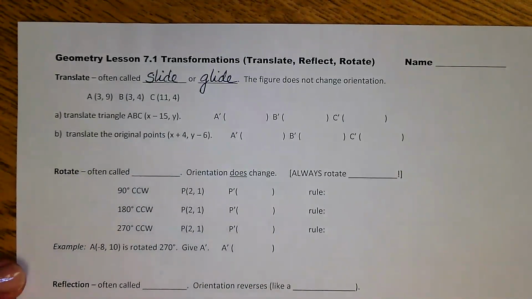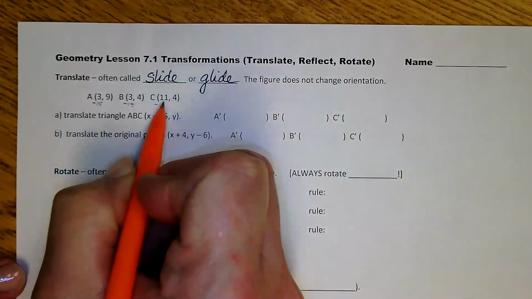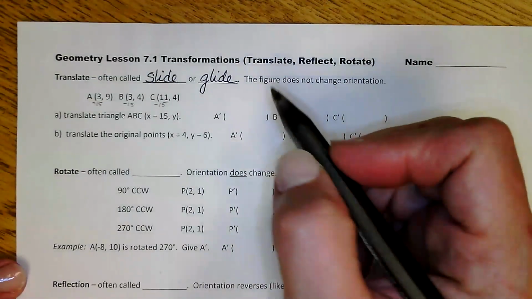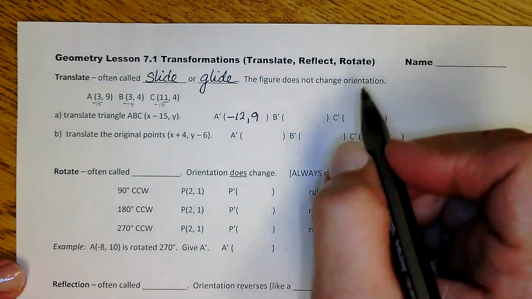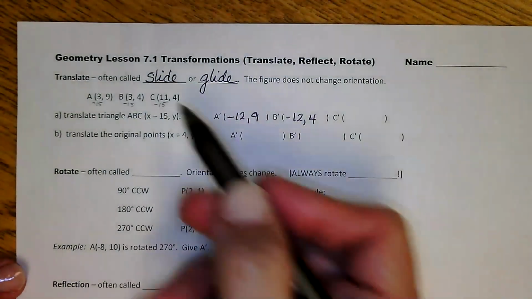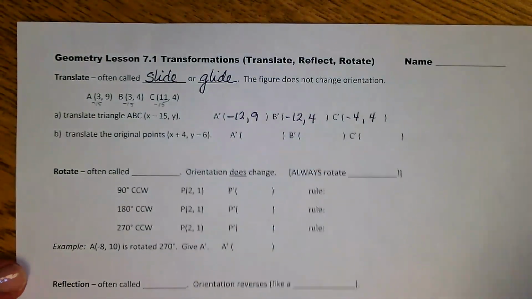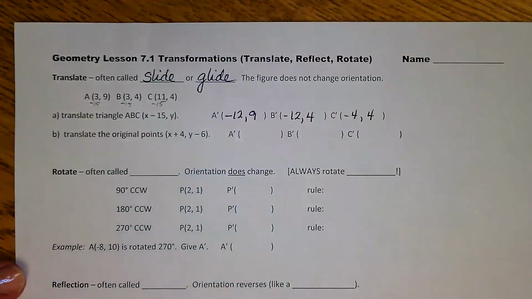leave the y alone. Well, left 15 is the x, so I would be subtracting 15 from each of these and not moving the y. So that would leave, I was going to get a pen, we could see this, negative 12, 9 stays the same. 3 minus 15, negative 12 again, the 4 stays the same. 11 minus 15, negative 4, positive 4. So there's your translation. Notice we went from A to A prime, single move.